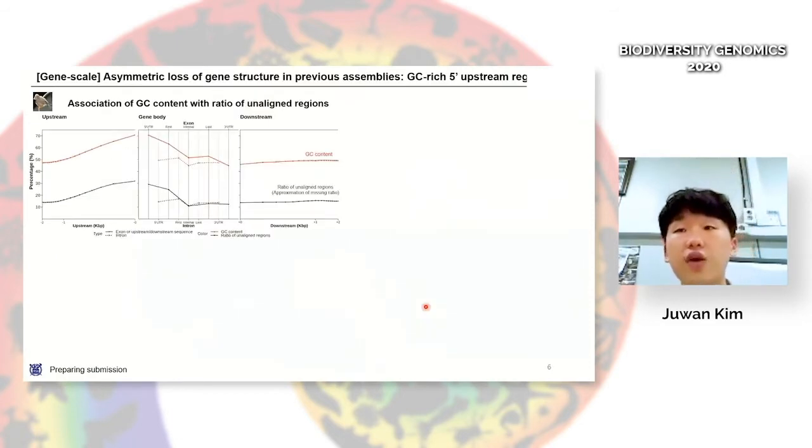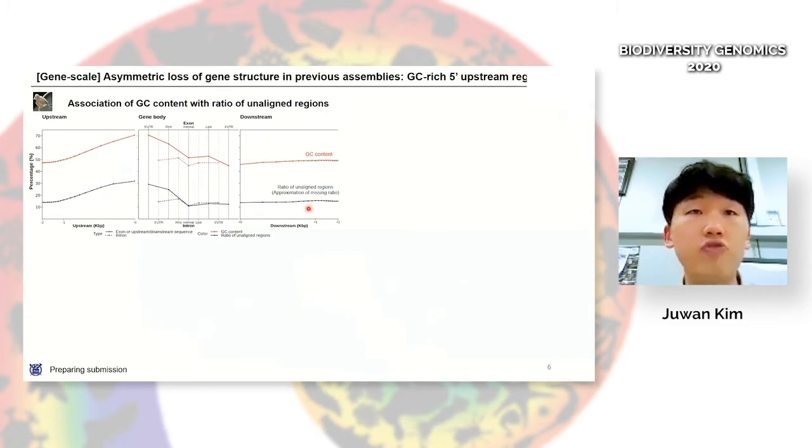Finally, we identified the effect of false sequence losses in the gene landscape by comparing GC content and the ratio of unaligned region near protein coding genes for zebra finch. We discovered a strong association between the mean of GC content and the mean ratio of unaligned region around genes, and especially the GC-rich 5' upstream region and the 5' near exons were more frequently missing compared to other genomic parts.